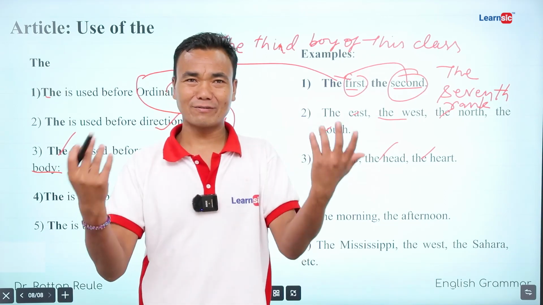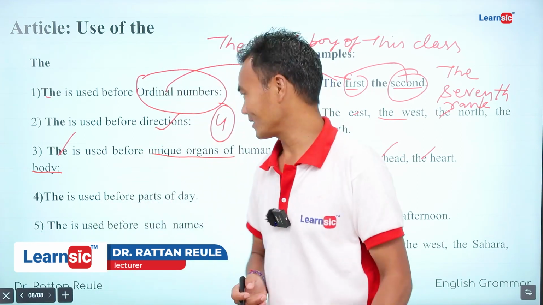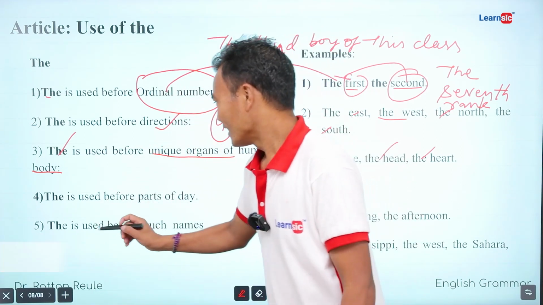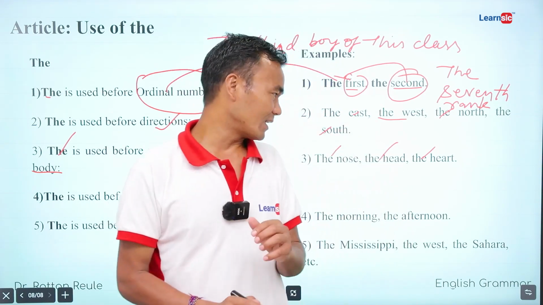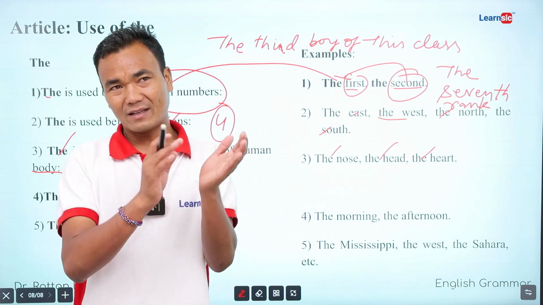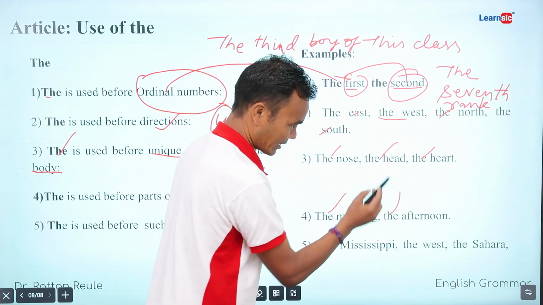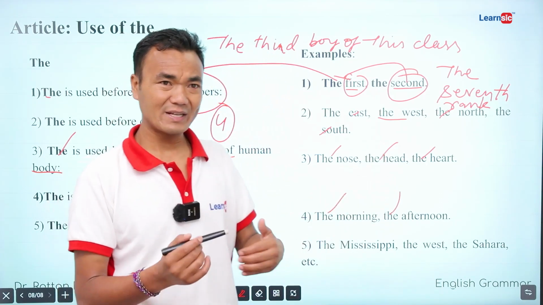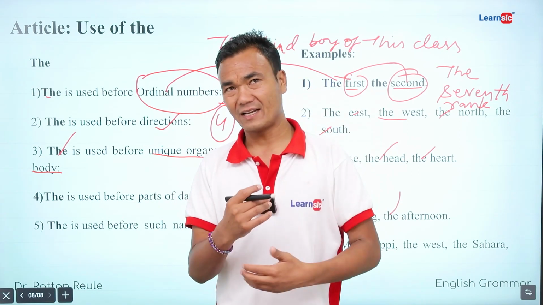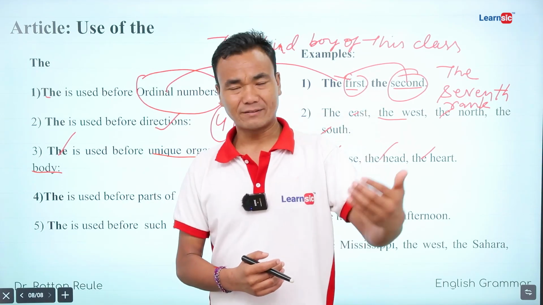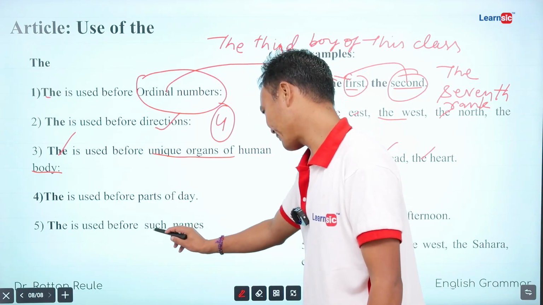So we have many unique organs of our body, so before that we can use the article. Very clear. Let's quickly see, the is used before part of the day, right? Part of the day, because it's one day, and we can divide the day into different parts, like the morning, the evening, or the afternoon, right? In that case also, when we divide the day into different parts, the night, the morning, the afternoon, we also use the. The is used before such names.